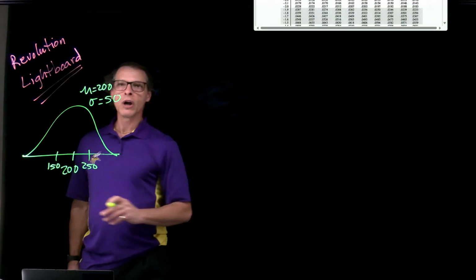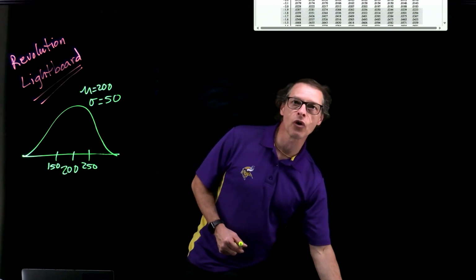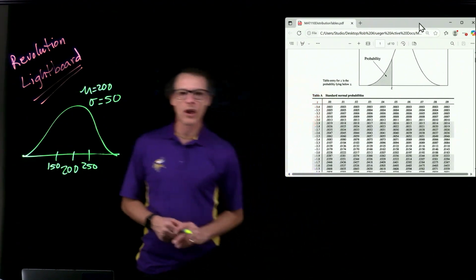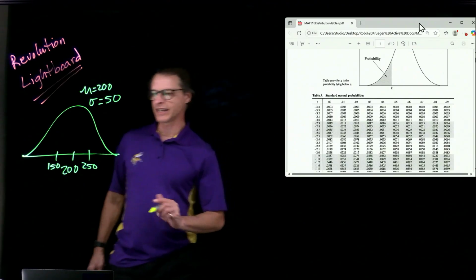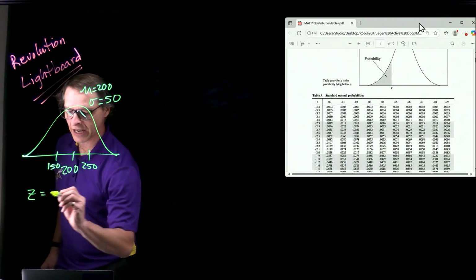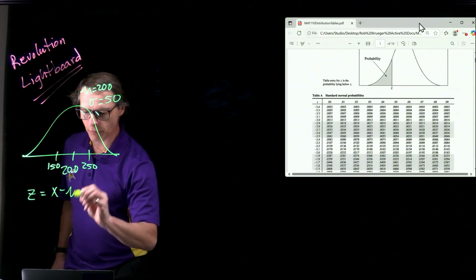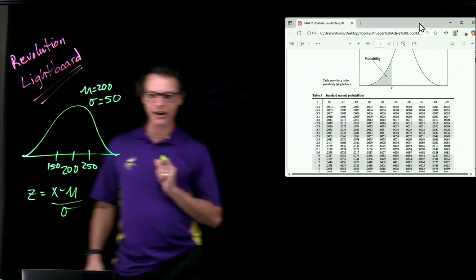Well, to convert to the standard normal distribution or the z distribution, we need to be able to use the z-score. And so z equals whatever x value we are interested in minus mu all over the standard deviation.